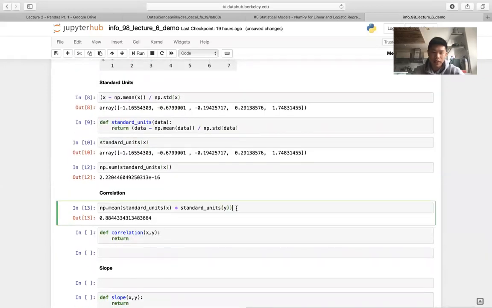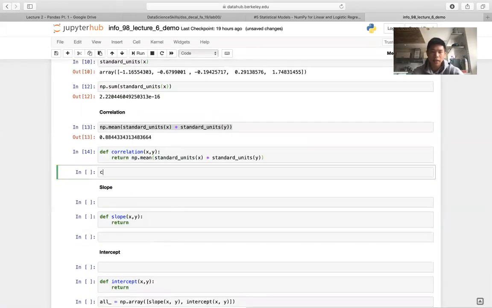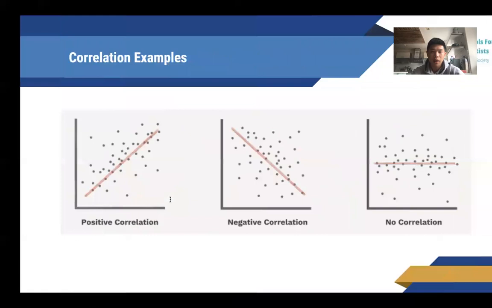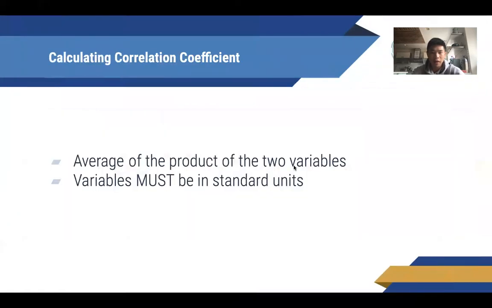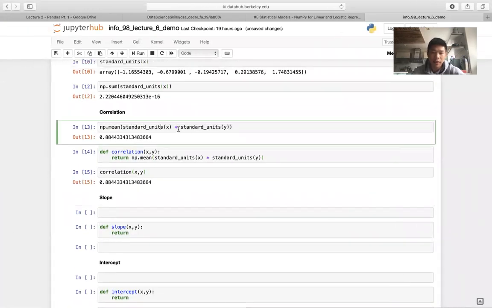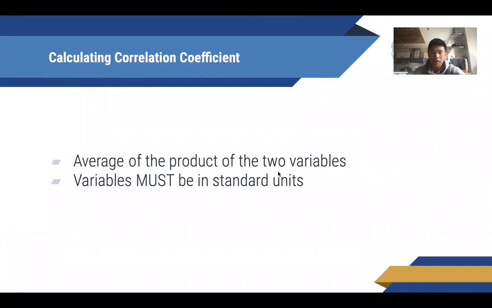Now if we run this back in here, we have a method for it, and let's define it. If we run correlation on X and Y, we get the same exact output. It's the average of the product of two variables, right? The two variables have been put into standard units, and then we multiply them and we find the average. And the variables must be in standard units. It will not work if it's not in standard units.